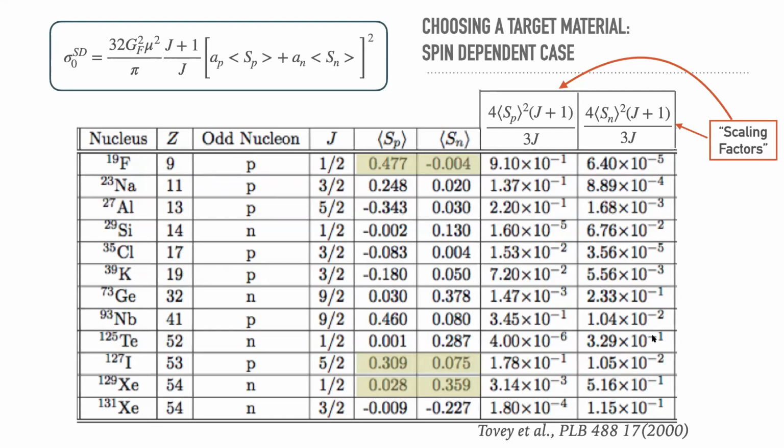And so this table here, which also will be in your lecture notes, gives a variety of targets that people have thought about, and gives their atomic number.